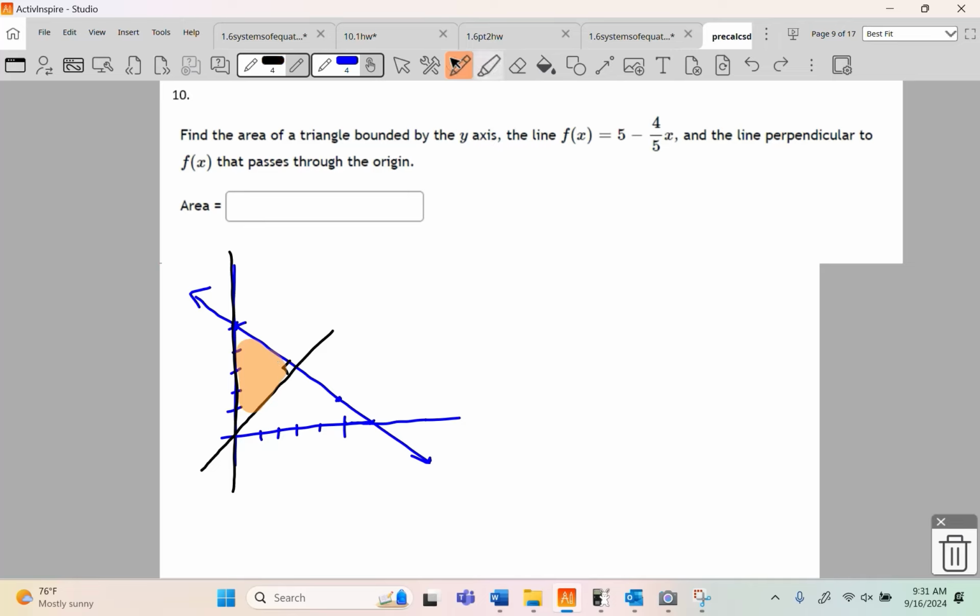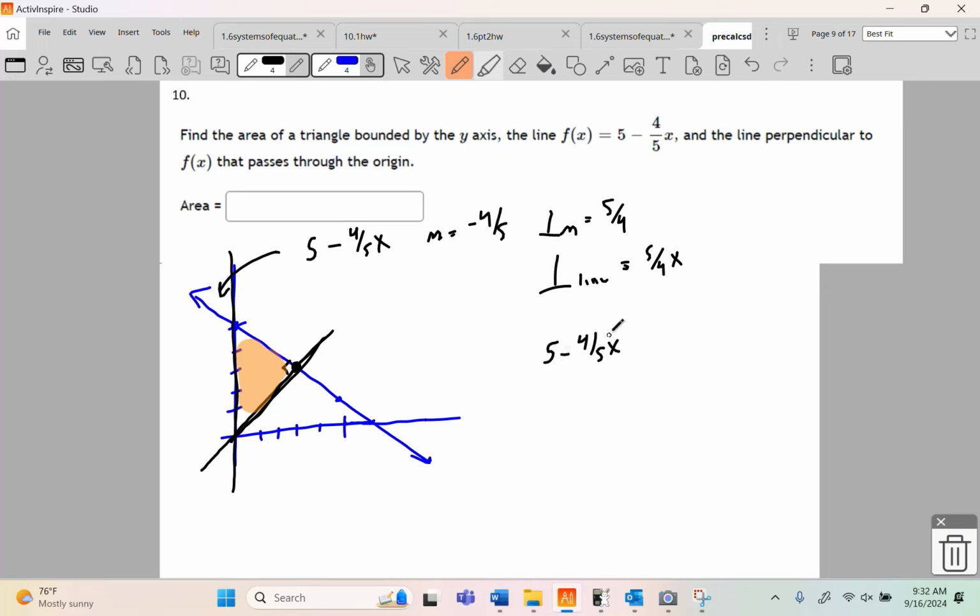So let's talk about the original line here. This guy was 5 minus 4/5 of x. Its slope is negative 4/5, so its perpendicular slope is 5/4. And that would be the slope of this guy. And this guy passes through the origin. So the perpendicular line is 5/4 of x. Okay. Now we're going to do some easy math. We're going to find out where they intersect. I'm going to take 5 minus 4/5 of x, and set equal to 5/4 of x.